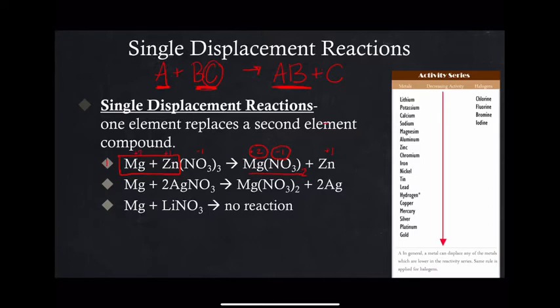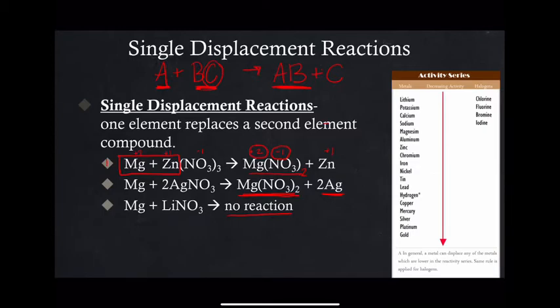The next one, so we've got our positive, so it's going to pair up with the negative nitrate. Magnesium is going to pair with the negative nitrate and leave the positive silver left over, okay? And then in the last one, this one shows no reaction. And so sometimes it doesn't work. And I'm going to explain to you why.